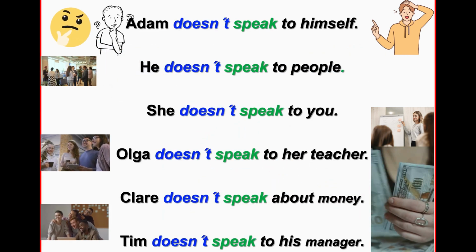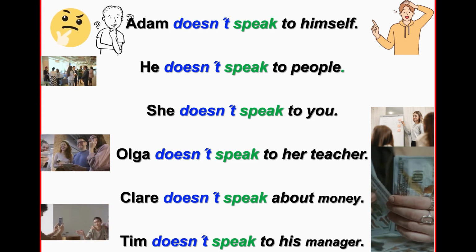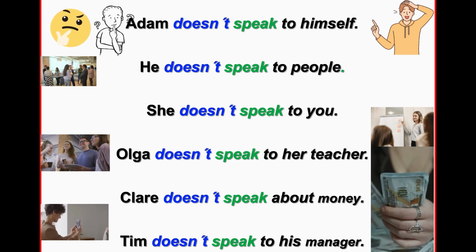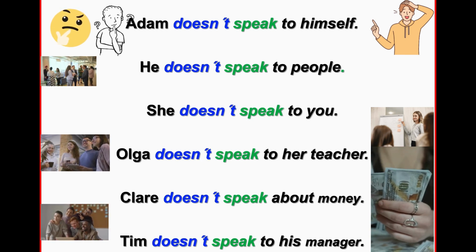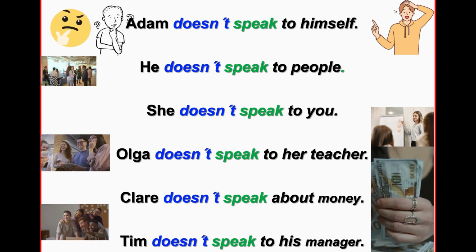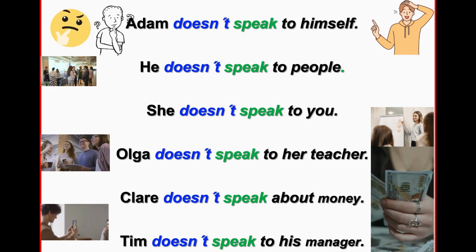Of course we don't have S because we are in the negative form. So Adam doesn't speak to himself. He doesn't speak to people. She doesn't speak to you. Olga doesn't speak to her teacher. Claire doesn't speak about money. Tim doesn't speak to his manager.